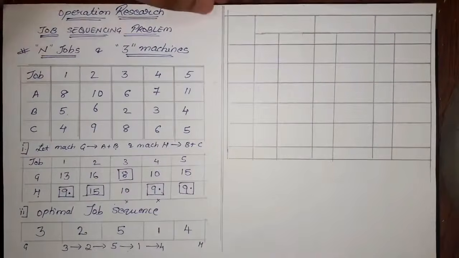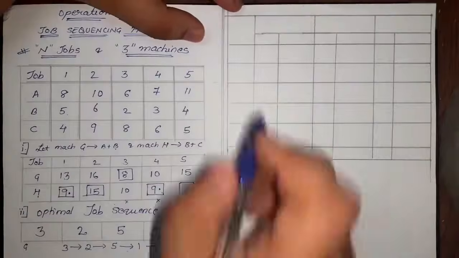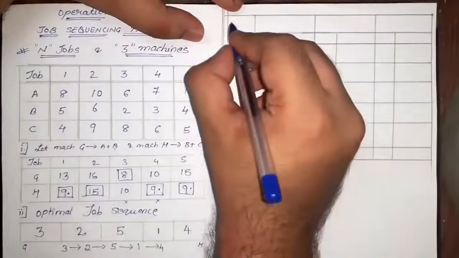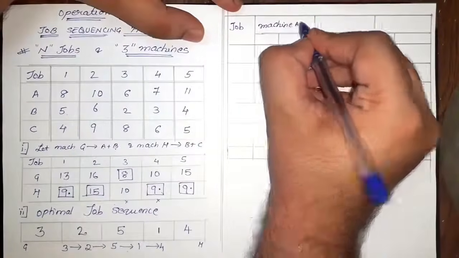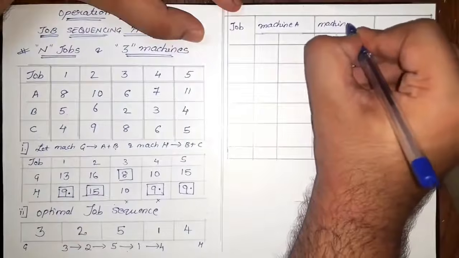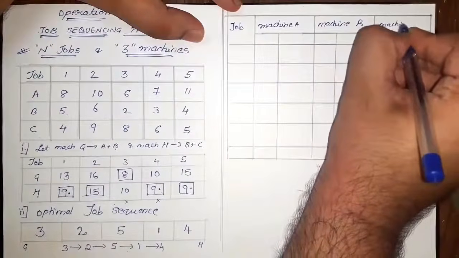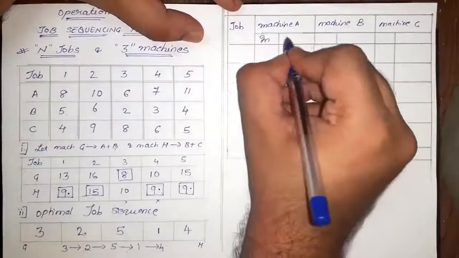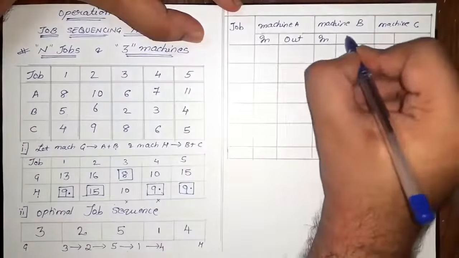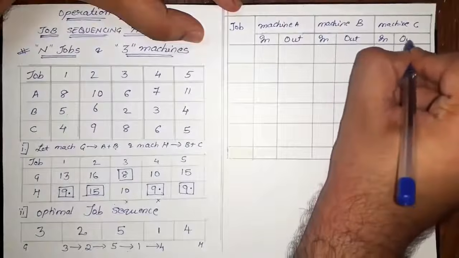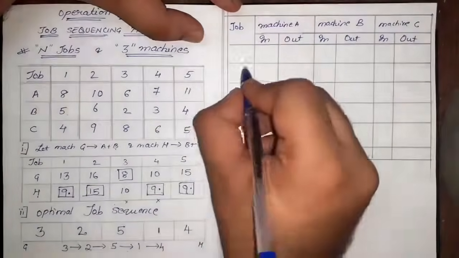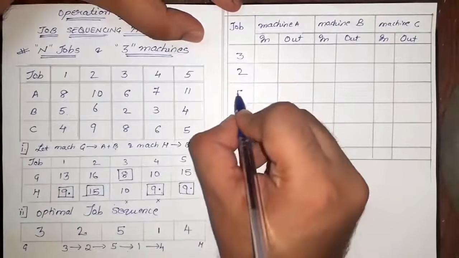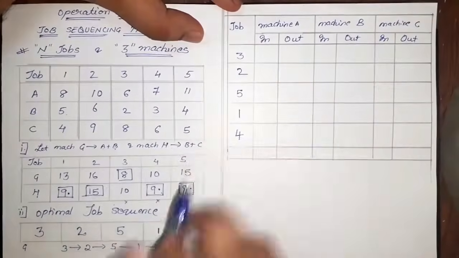Now let us see how we can solve to get the idle time and the elapsed time. This is the table that we have to create. The first column is jobs. Next we have 3 machines: machine A, machine B, and machine C. We have to record their in time and out time for machine A, machine B, and machine C. Under the job column, we note down the job sequence that we have already found from the optimal job sequence. So we have 3, 2, 5, 1, and job number 4.